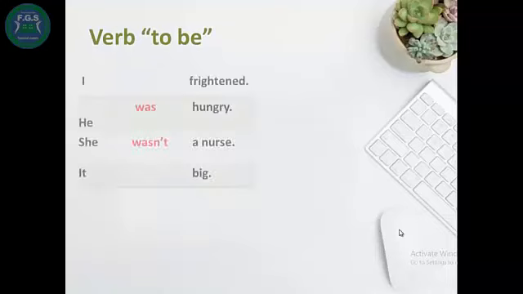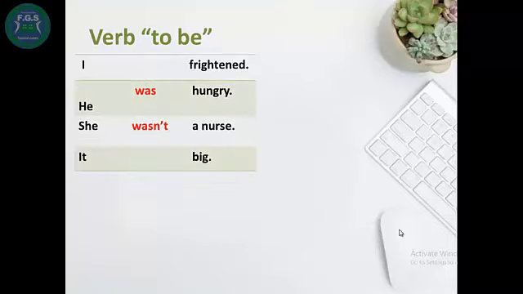Verb to be. Verb to be in the past simple tense: we use was or wasn't with the subjects I, he, she, it, or a singular noun. I was frightened. He was hungry. She wasn't a nurse. It wasn't big.